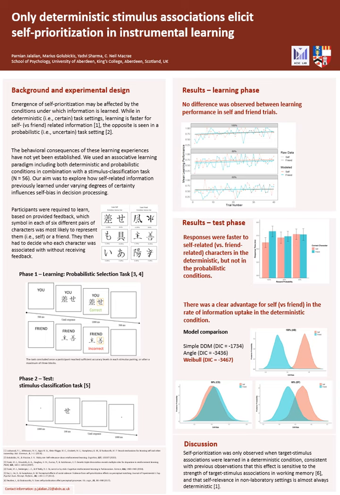So, overall, self-prioritization was only observed when target stimulus associations were learned in a deterministic condition, consistent with previous observations that this effect is sensitive to the strength of target stimulus associations in working memory, which we use as search templates during the decision-making process in a stimulus classification task. It is also consistent with the observation that most of the self-stimulus associations made in non-laboratory settings are deterministic.